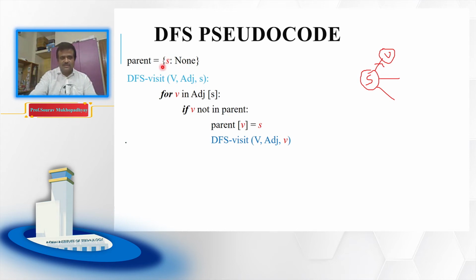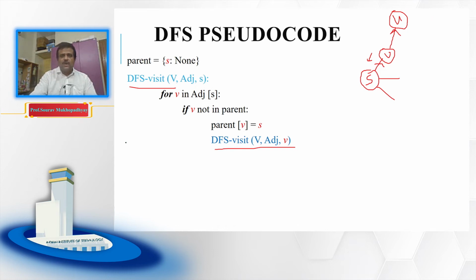This is the starting of exploring S, and then from V we call the same DFS visit on this V. So, what will it do? It will first set the parent pointer of V as S, because V came from S. Then, once we call this recursive call of the same DFS visit on V, it will check the vertices in the adjacency list of V, and then it will again call this.